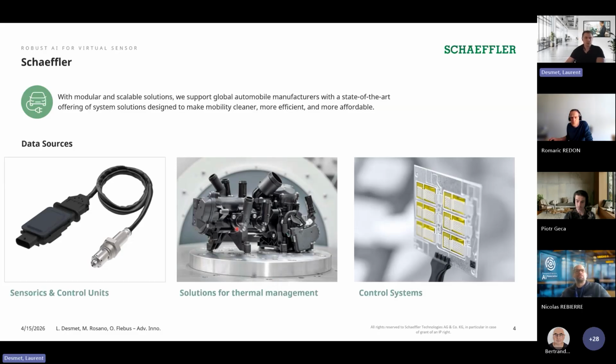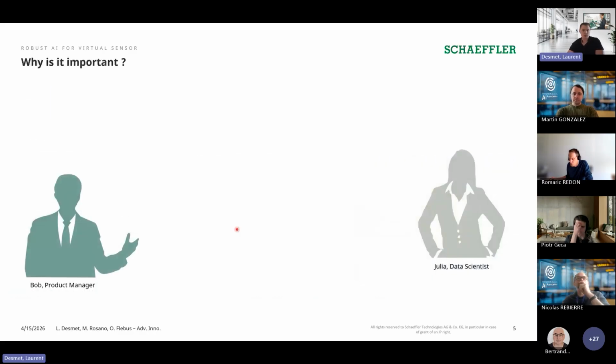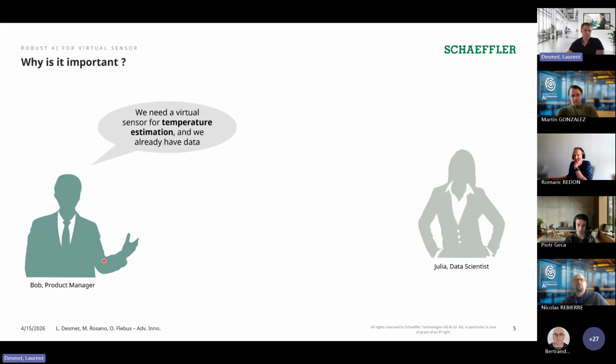So to introduce the use case a little bit, I will introduce two characters, fictive characters, but this is a real industrial use case. So let's assume we have Bob, who is a product manager. And actually, what he needs is a virtual sensor for temperature estimation. So the good news is he has already collected some data. So he asked Julia, the data scientist, to basically work on it. At first sight everything looks okay. We'll develop a machine learning model, which will be embedded later on.